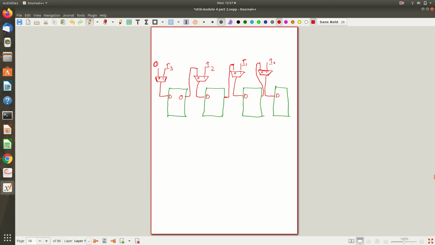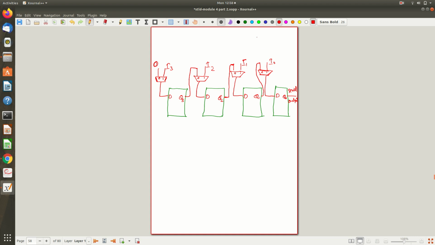Now what is missing here? This is your output, the parallel in and serial out. Let me write Q3, Q2, Q1 and Q0. Always you will get the least significant bit first, then the next bit, like that you can take the serial out. So let me write it as serial out. Serially I am taking the output. Don't confuse that word. What I mean is serial output.